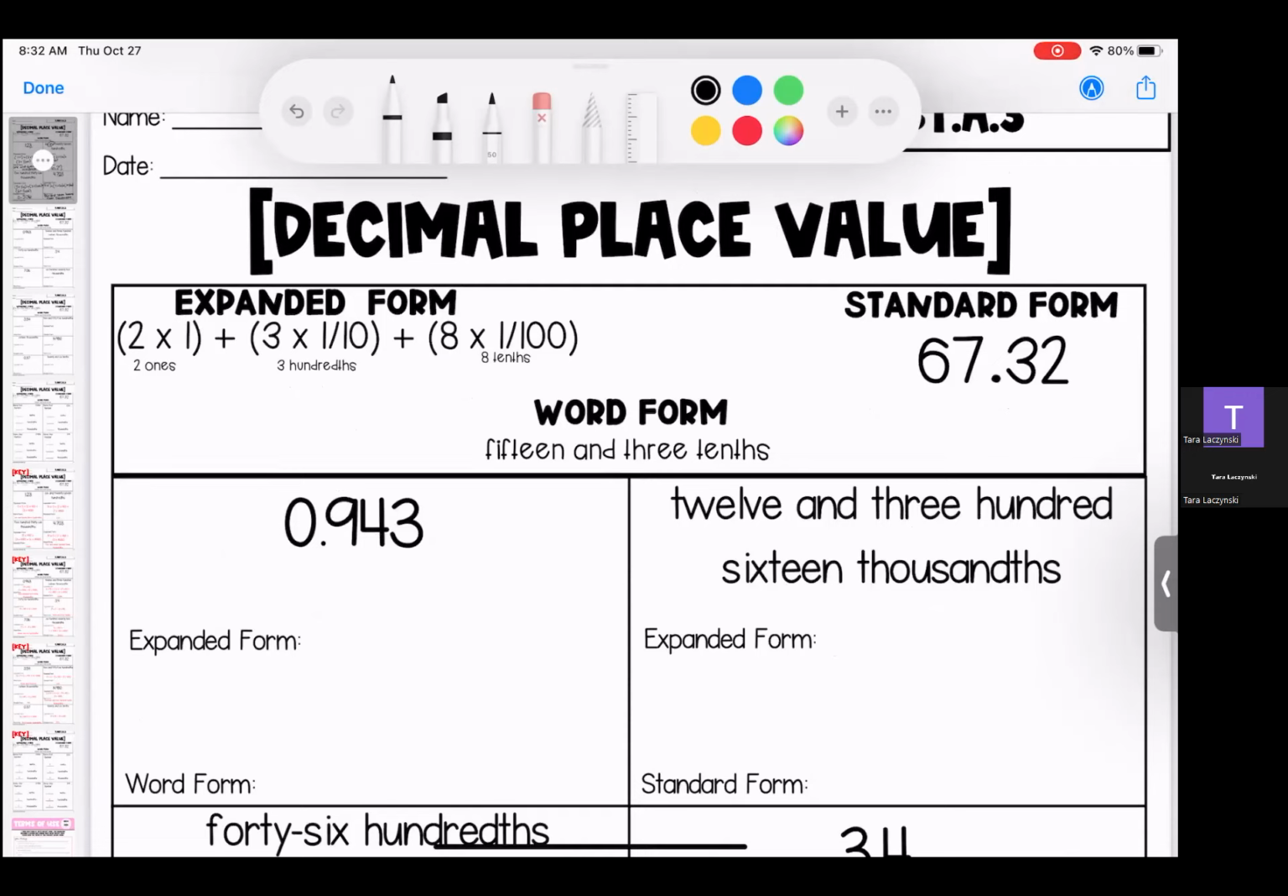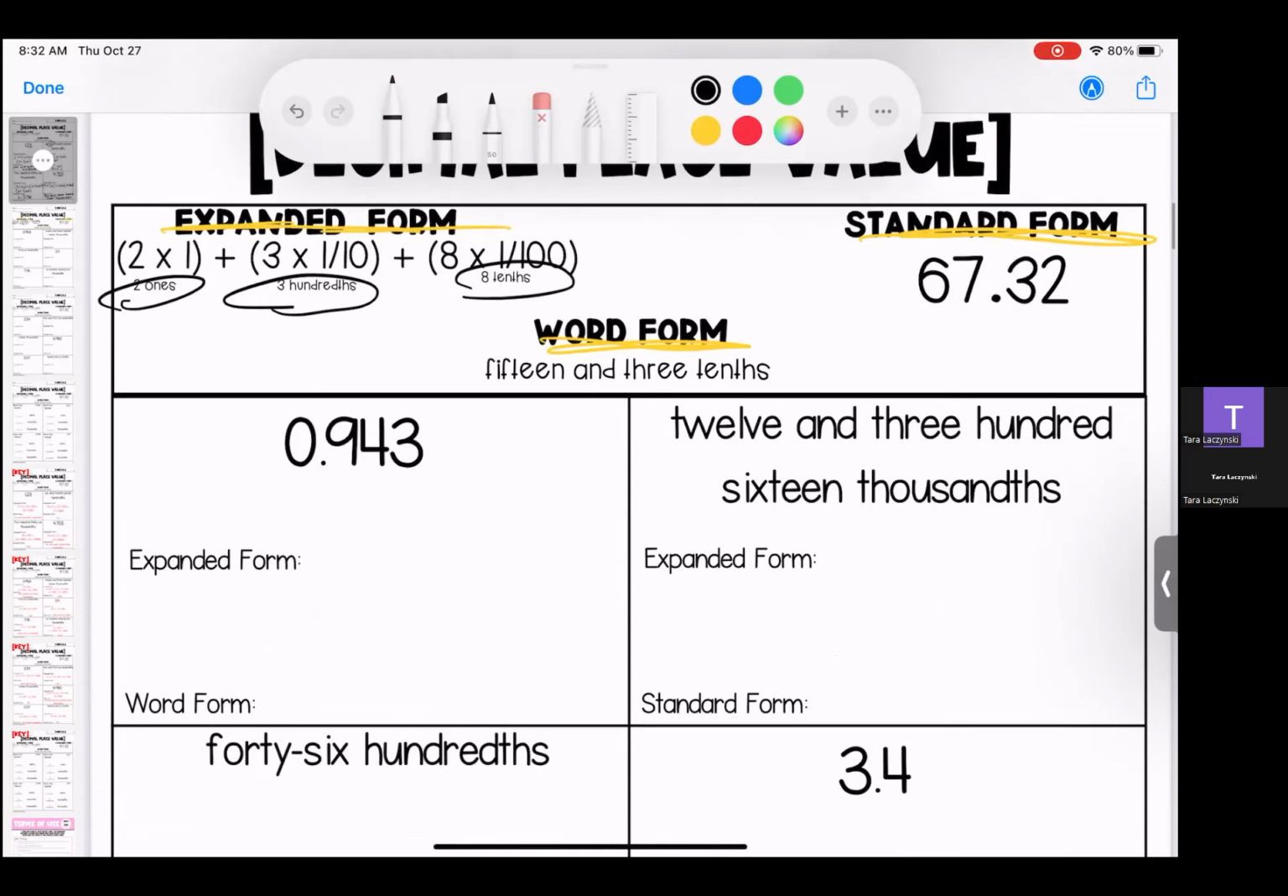We are continuing our decimal place value. Some reminders: we have expanded form, word form, and standard form across the top. Remember, when we're doing expanded form, we have to multiply it by its value and write it as an expanded addition problem. So let's get started.